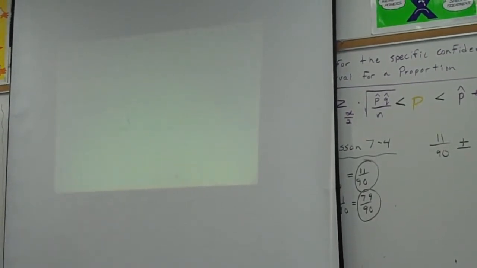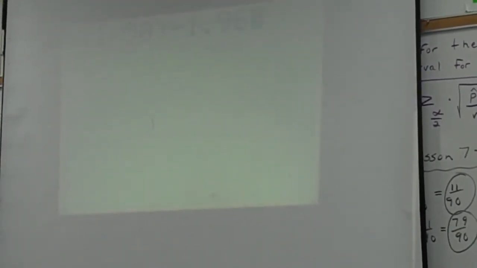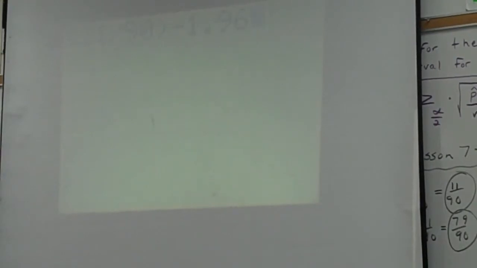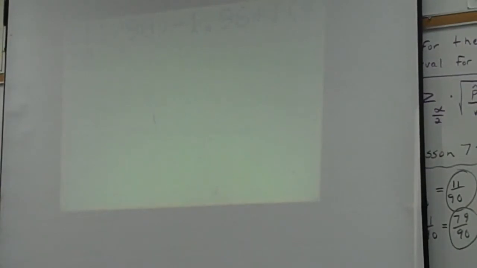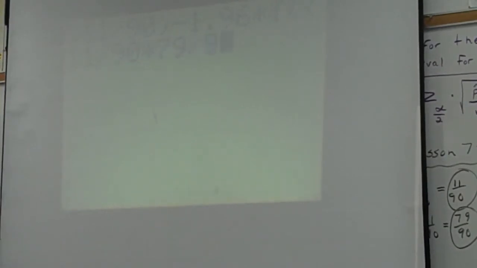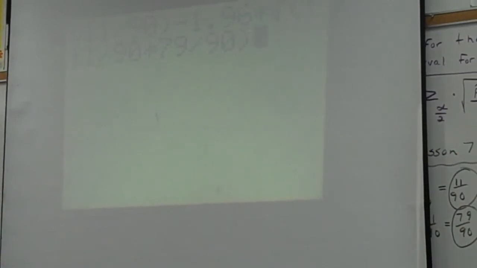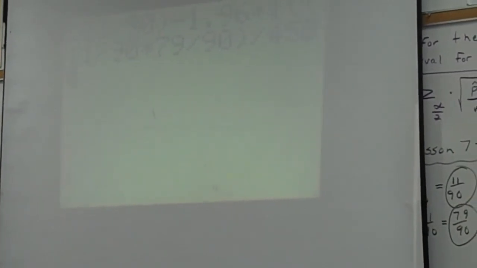So we're going to type in here 11 divided by 90. Let's put parentheses around the fractions just in case. Plus, let's go minus first. 1.96. Then times the square root. Now you're going to have to put those top two fractions in parentheses. Let's put another parenthesis, 11 divided by 90 times 79 divided by 90. Close your parenthesis. Divide by 450. And then close your square root parenthesis. Like that.